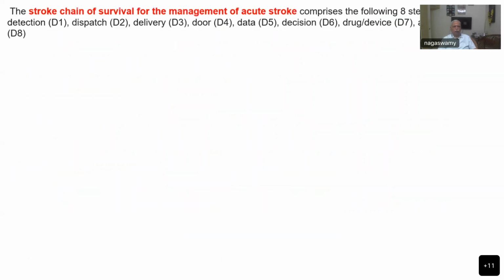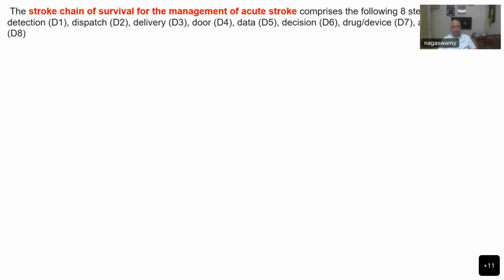And the stroke chain of survival. This is a very important point. If you remember this, you can write the answers. The stroke chain of survival for management of acute stroke comprises 8 steps, which are called the 8 Ds. The first D is detection. Second D is dispatch. Third D is delivery. Fourth is door. 5 is data. 6 decision. 7 drug and device.